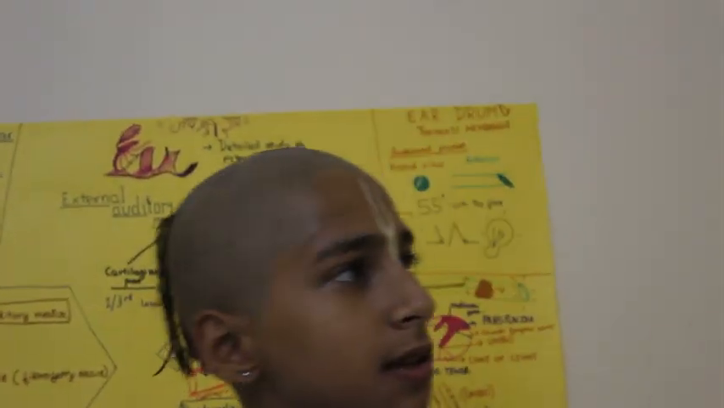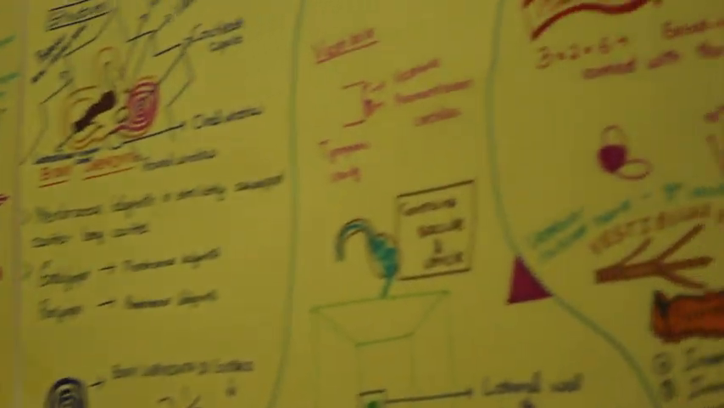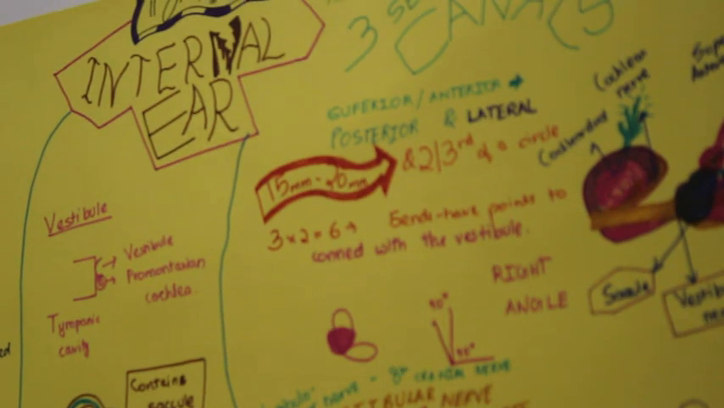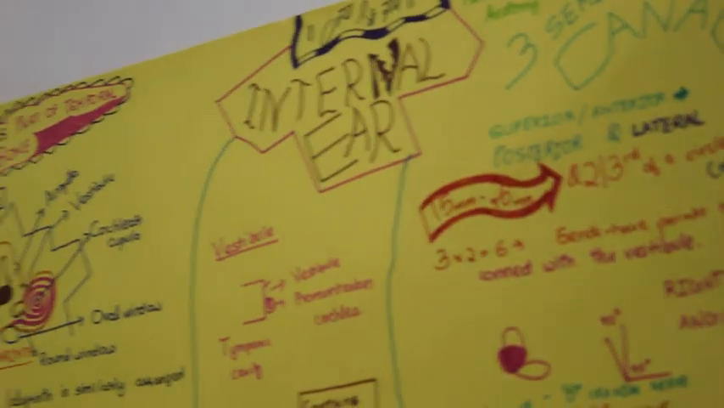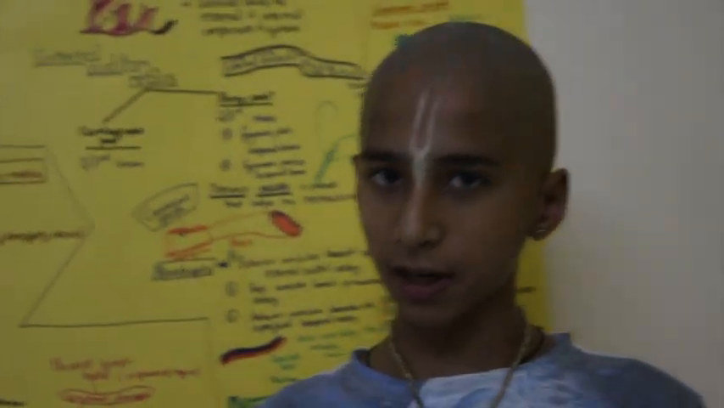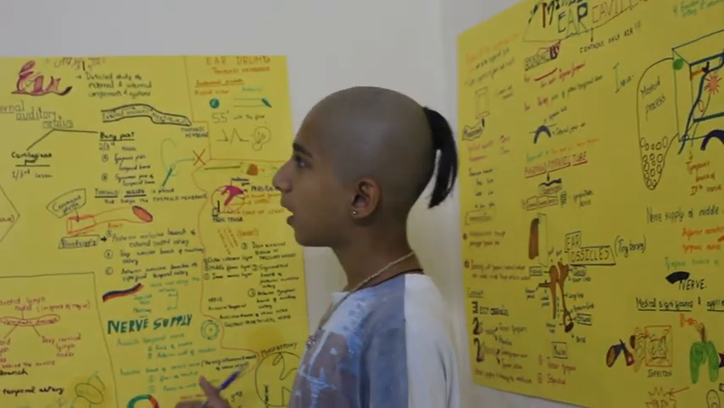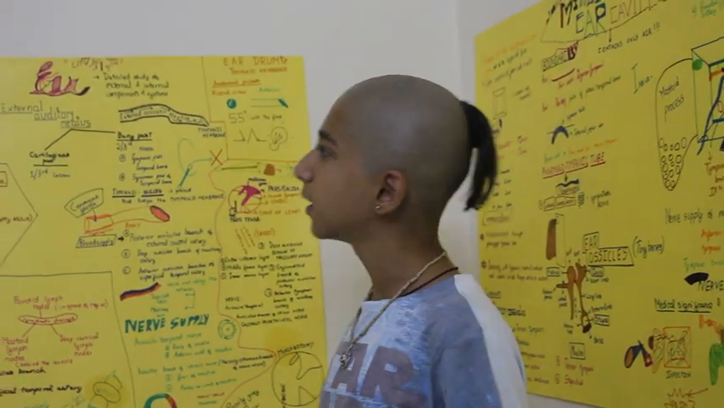So I have made this into three parts. This is normally studied in three parts: the external ear, the middle ear, and the internal ear. I made these charts for a better understanding of the ear and its complete anatomy. And this is part of the MBBS anatomy syllabus that is studied in the first year of MBBS. So let me explain the external ear first.